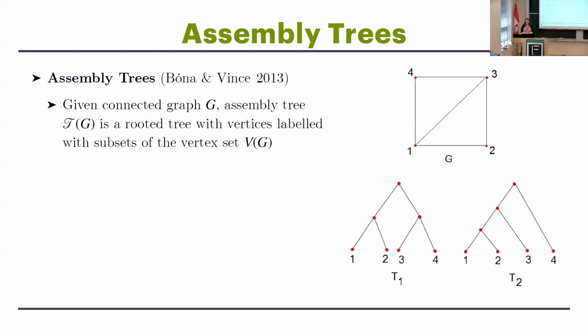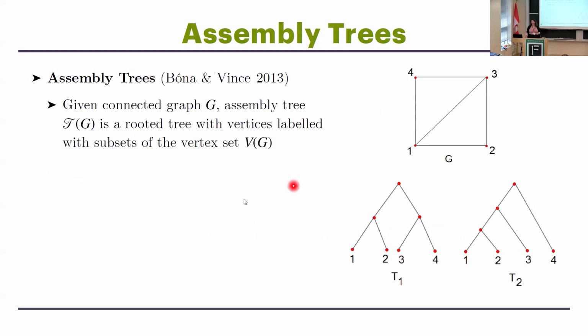Another example is assembly trees. So there's a variety of different things we can do with this. Assembly trees are from Bona and Vince in 2013. Given a connected graph G, an assembly tree is a rooted tree with the vertices labeled as subsets of the vertex set of G.